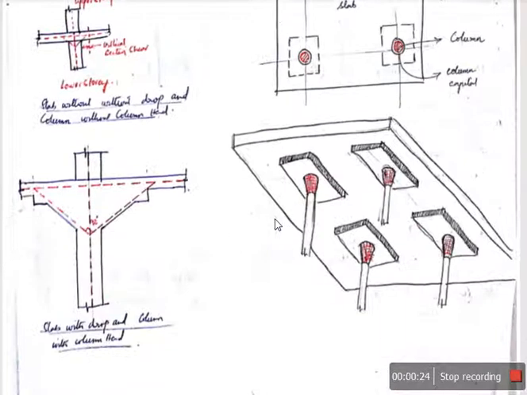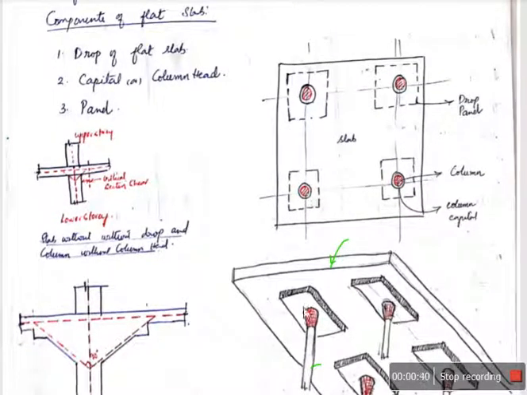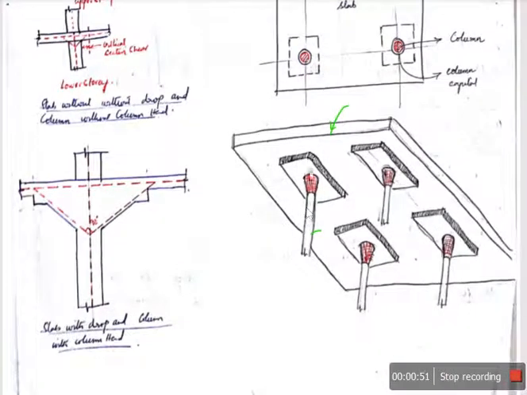Basically, if you have a cross section of the slab, this is how it looks. This is a column, and this is the slab. Between the column and the slab, we provide a drop. A drop is nothing but the thickened portion of a slab. Normally, it is rectangular or circular in shape. This is called a drop, and this is called a slab.